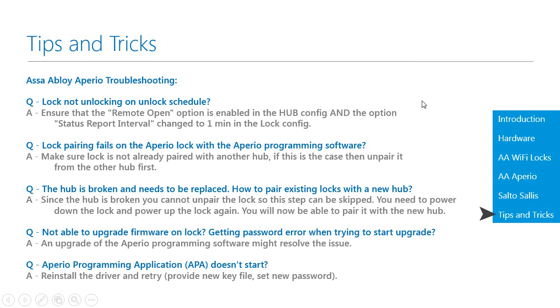Now if you're not able to upgrade the firmware on the lock, or you're getting a password error when trying to start the upgrade, you may need to upgrade the Aperio programming software, and that might resolve the issue. There may be a new version of that available on the website. If you're having trouble getting the Aperio programming application to start, try to reinstall the driver and retry starting the software again.